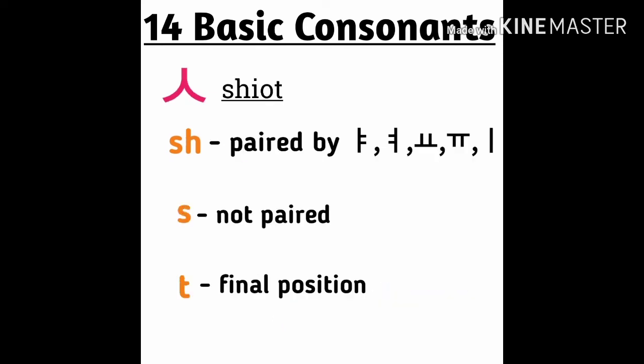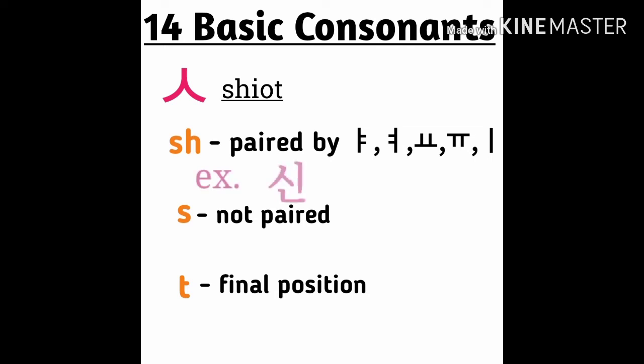Next basic consonant is the consonant shiot. The rules are, when it is paired with the vowel ya, yo, yu, and i, it will sound as sh.